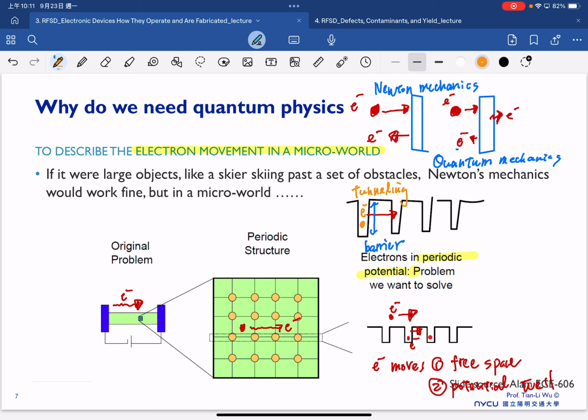And now, the electron's position in this place cannot be determined precisely, it can only be determined by probability.